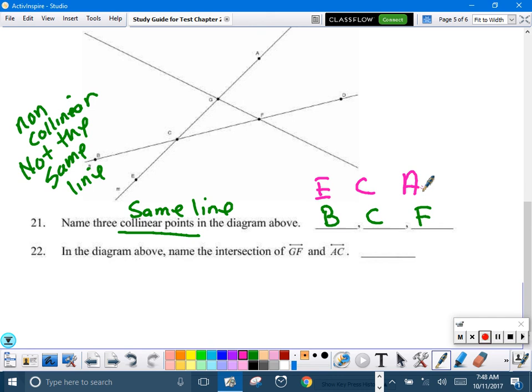And then in the diagram above, name the intersection of GF and AC. All right, well, GF is right here. That's GF. AC is right here. So it looks like they intersect at G. Name the intersection. All right, good luck.